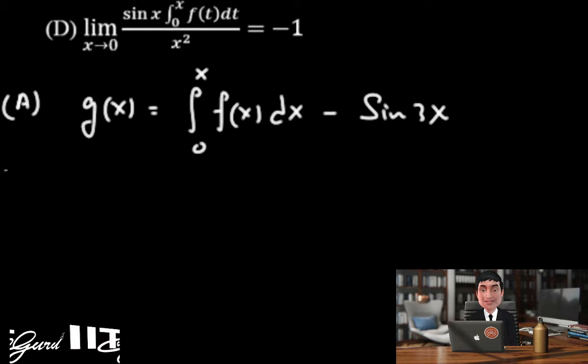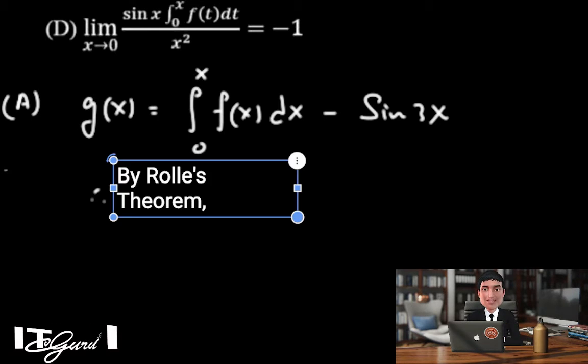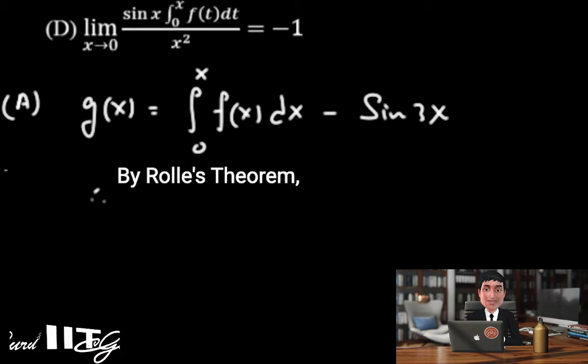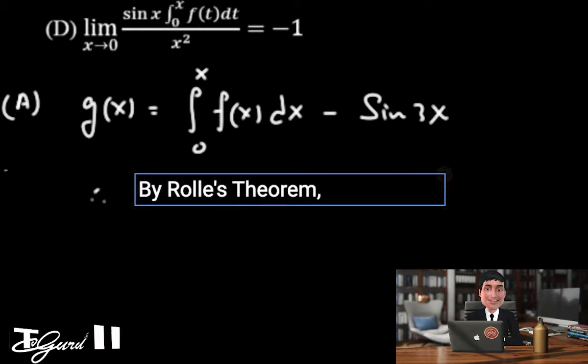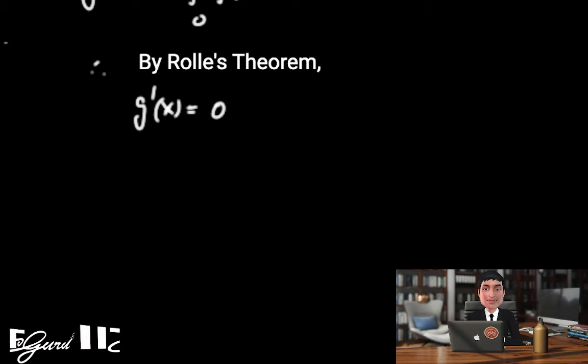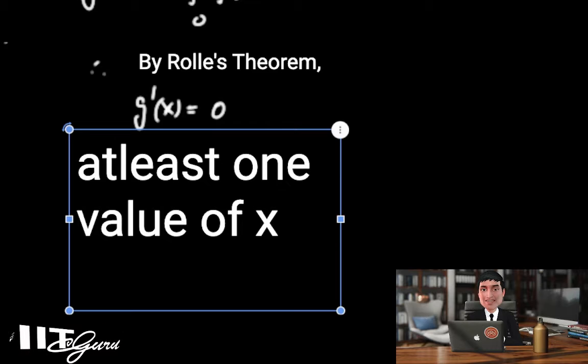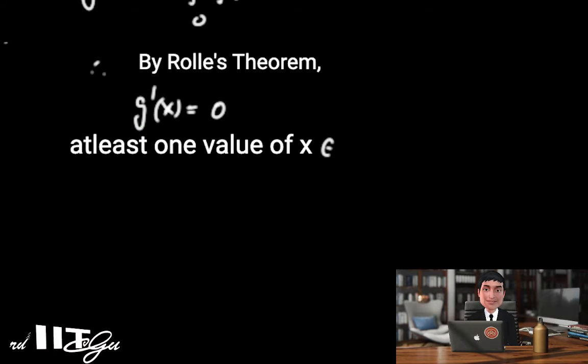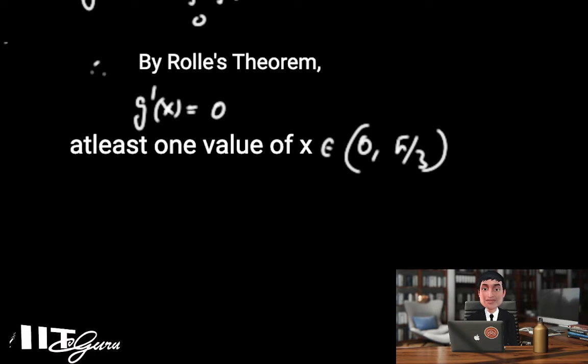So therefore by Rolle's theorem, what we say, g dash x is equal to 0. We can see here that g dash x equal to 0, and which has at least one value of x belongs to 0 to pi by 3 interval, this one. Okay, so finally we say this option is correct.